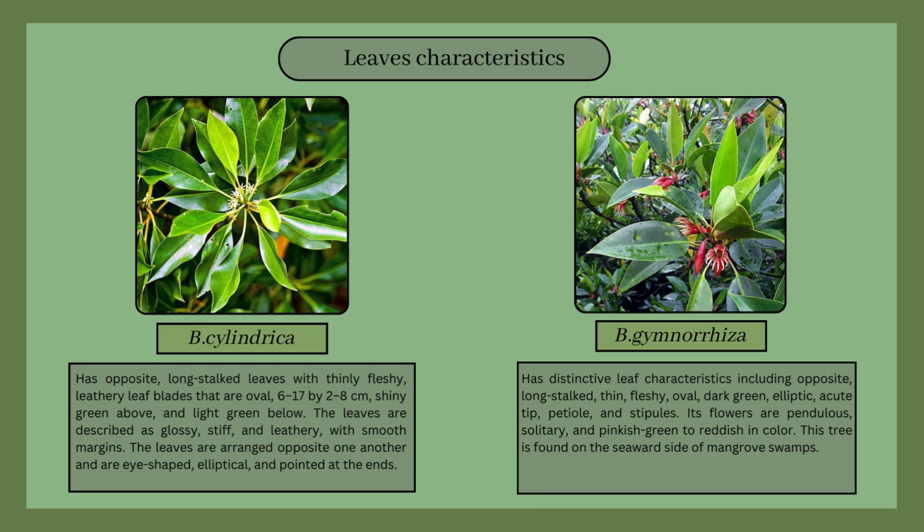Bruguiera gymnorrhiza has 8 distinctive leaf characteristics, including opposite, long stalk, thin, fleshy, oval, dark green, elliptic, acute tip, and stipule. Its flowers are pendulous, solitary, and pinkish green to reddish in color. This tree is found on the seaward side of the mangrove swamp.